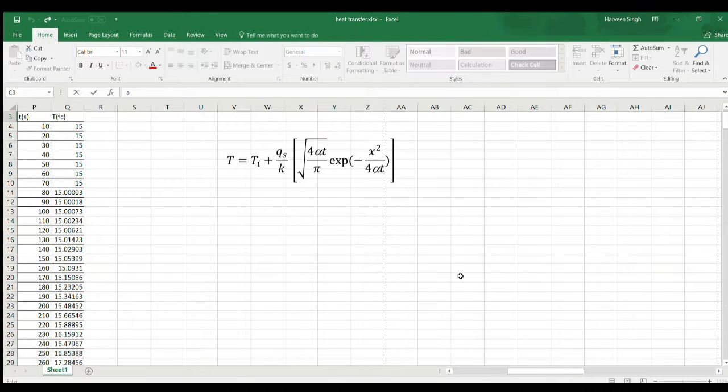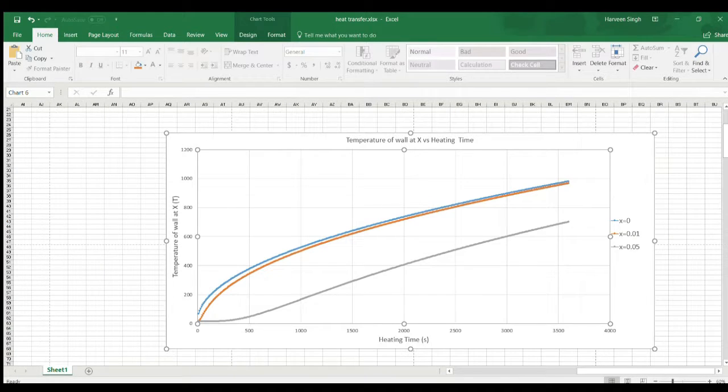For the graph, this was the equation that we used just now to calculate the temperature. As you can see, the graph shows the temperature of the wall at x against the heating time. This is the axis of temperature and this is the heating time. The blue line, which is at the surface of the wall, x equals 0, goes up very fast towards the end, followed by x equals 0.01 meter from the wall surface, which is quite near to the wall.